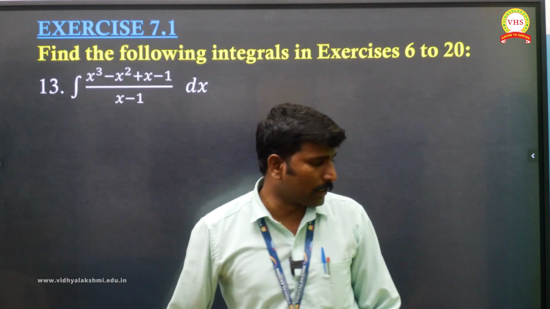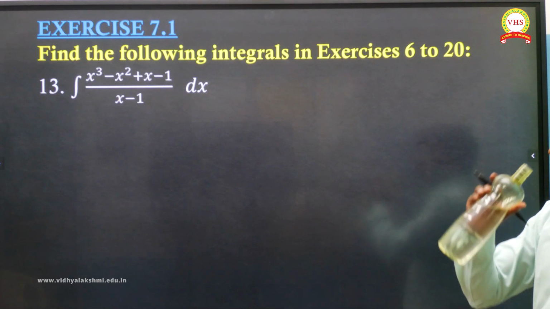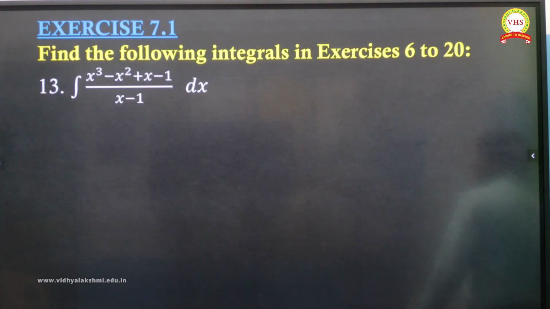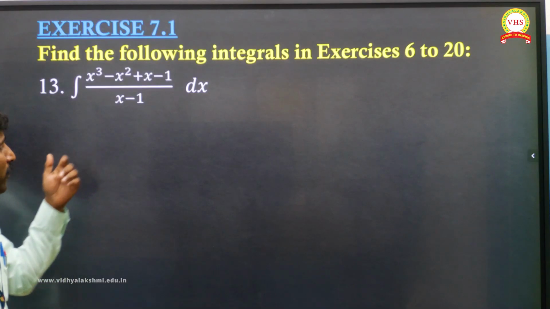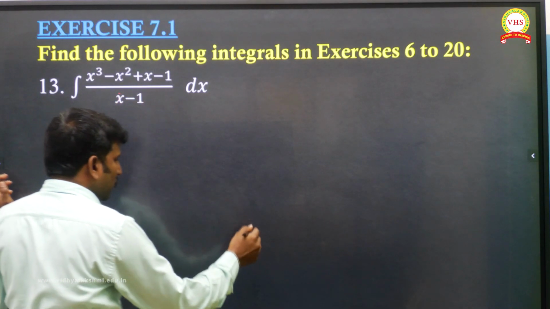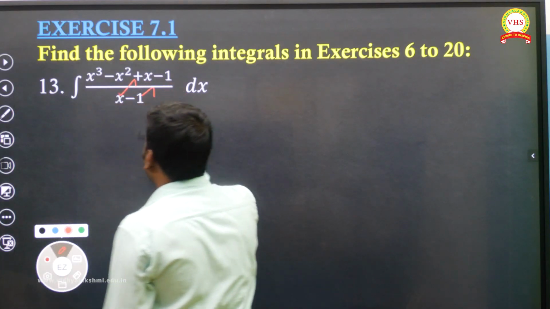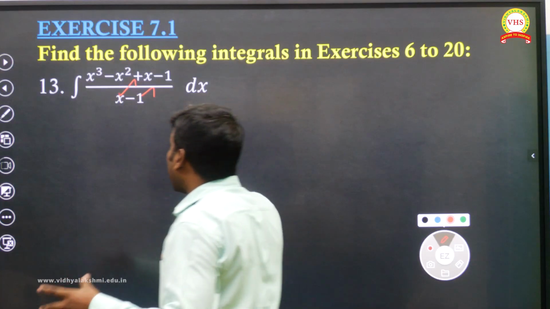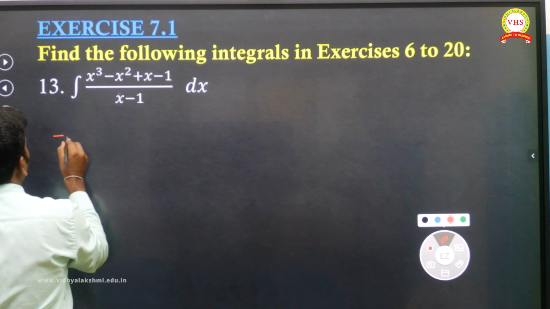So question number 13, what is given? Have you noticed the denominator? When we have a single term in the denominator, you can apply it separately, I said. But here we have two terms, x and minus 1. If we have this, what is the idea? We have to simplify with the help of an algebraic identity. Okay, let's see how to simplify.